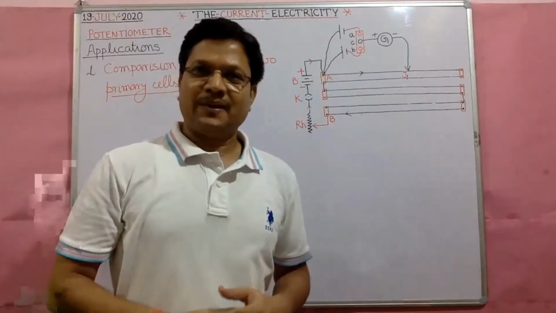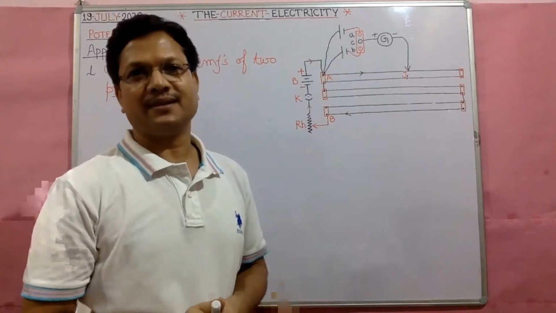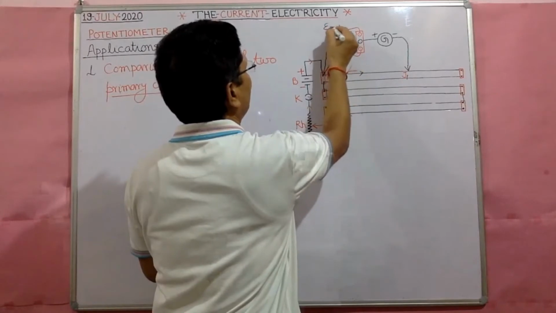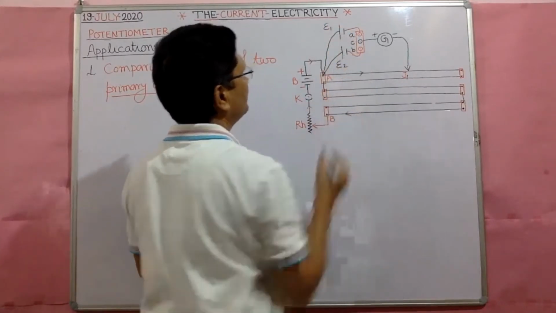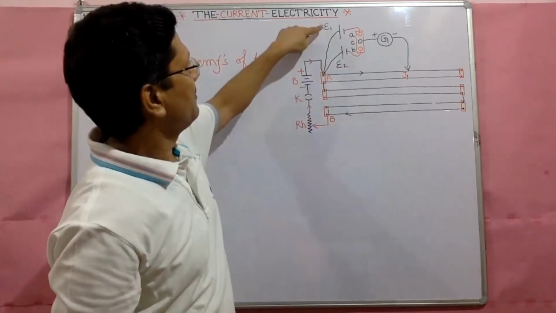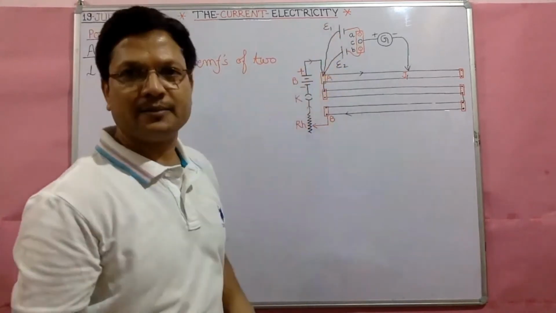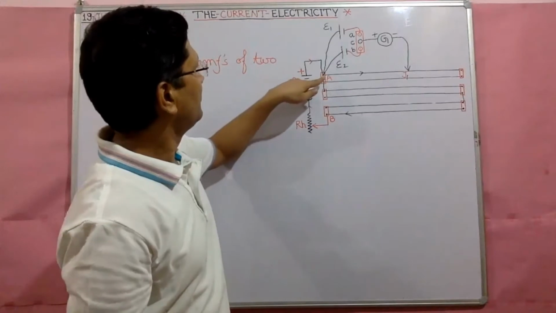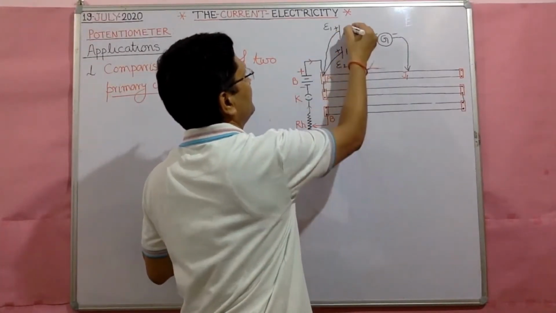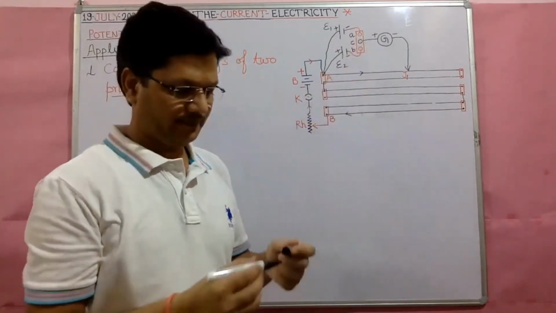We are going to compare the EMFs of two primary cells having EMF E1 and E2. The positive terminals of the two cells are connected to the terminal A of the potentiometer wire. This is positive and this terminal is negative. This is a two-way switch.